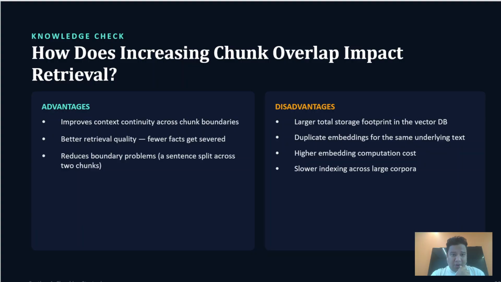Okay, now, let's talk about some of the other things that you might be aware of, just to get a knowledge check. How does increasing chunk overlap impact retrieval? The advantage is that it improves context continuity across chunk boundaries, and it gives better retrieval quality, fewer facts get lost, and it reduces the boundary problem, which is a sentence split across two chunks. The disadvantage is that it has a larger total storage footprint in the vector database. It duplicates embeddings for the same underlying text. It has a higher embedding computation cost, and it's slower indexing across larger corpora.